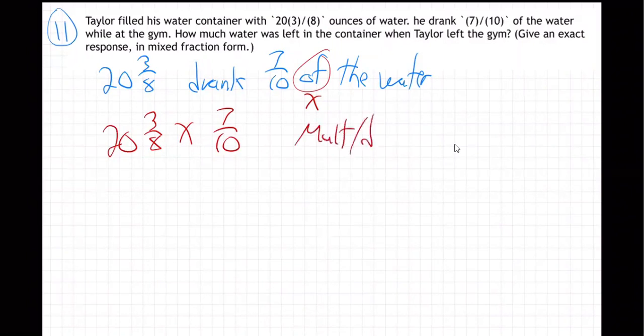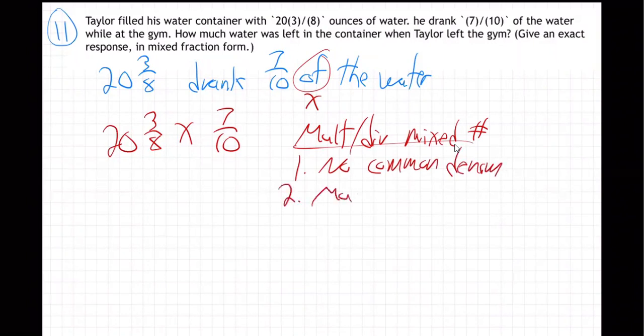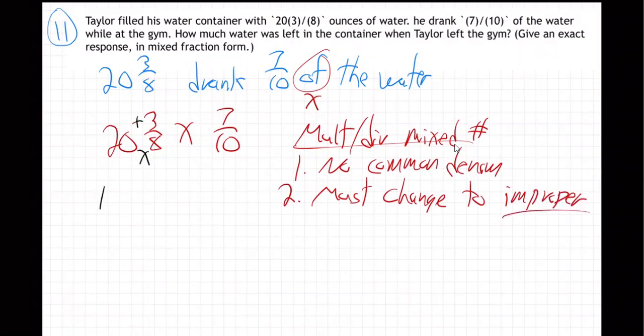To multiply or divide mixed numbers, what are the instructions? Number one, no common denominators required. Step two, you must change to improper fractions. So let's do that. Let's multiply and add. You use your calculator. 20 times 8 is 160. Add 3, 163/8.